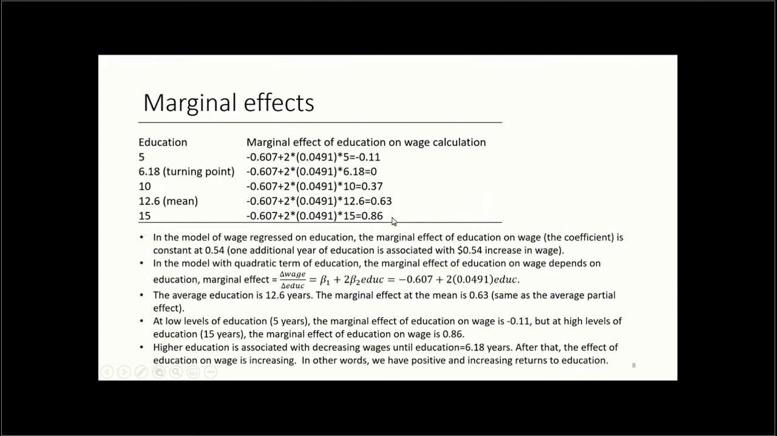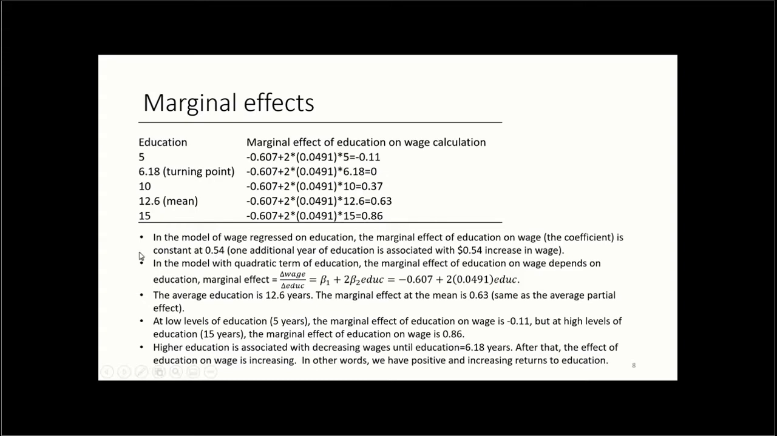So let's look at this marginal effect in more detail. Here we can calculate the marginal effect of education on wage. So let's go back. In the model of wage regressed on education, the simple regression model, the marginal effect of education on wage was the coefficient, and it was constant at 0.54. So basically, one additional year of education is associated with a 0.54 dollar increase in wage.